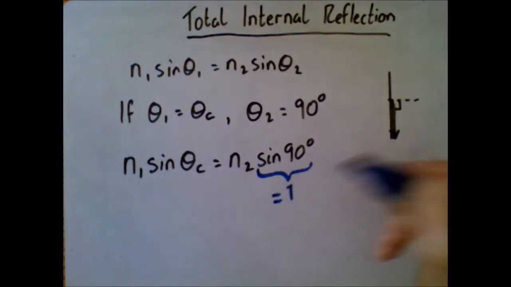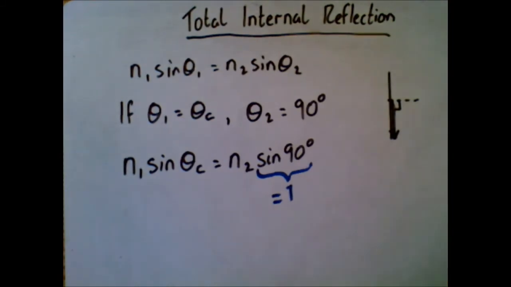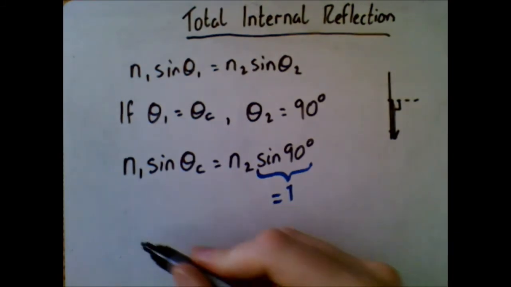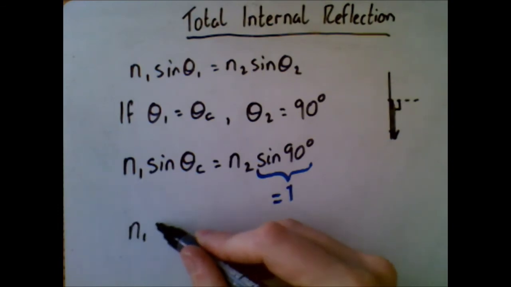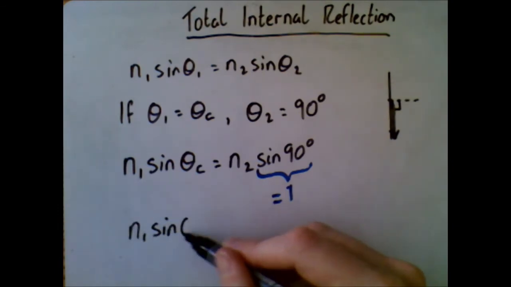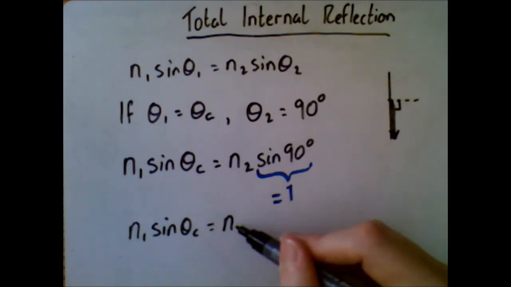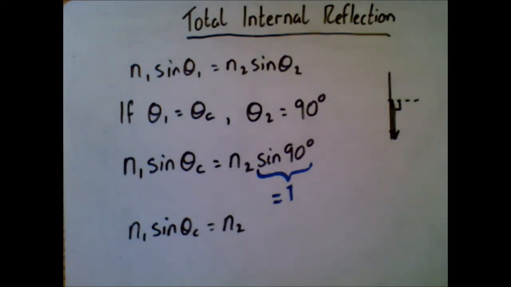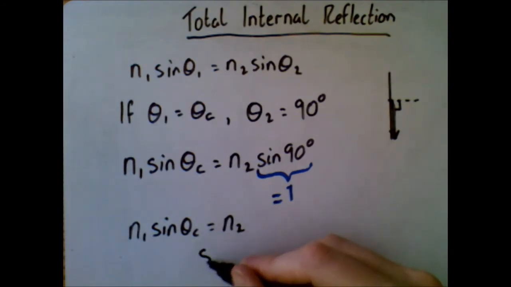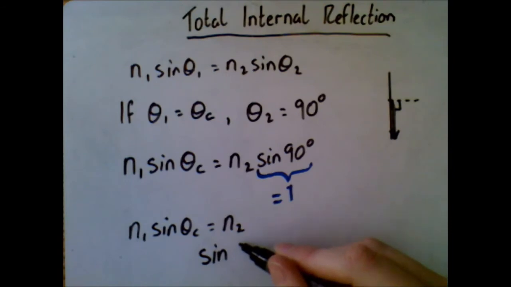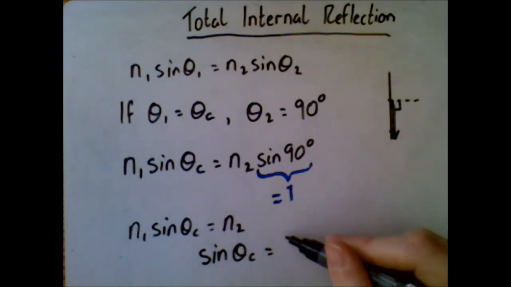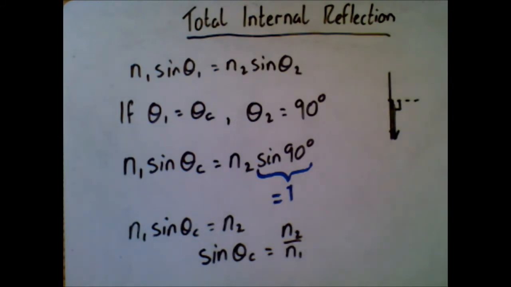is just equal to 1. And so what we get is n1 times sine of theta c equals n2. Okay, and therefore sine theta c equals n2 over n1. Now that is a very good general formula, okay, for working out the critical angle.